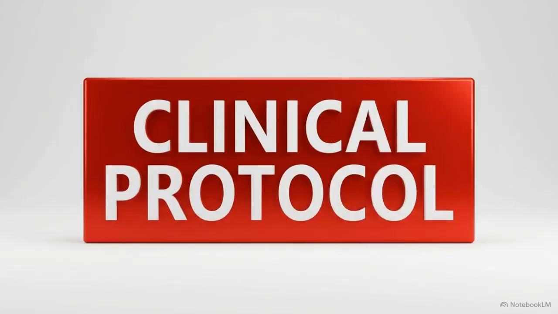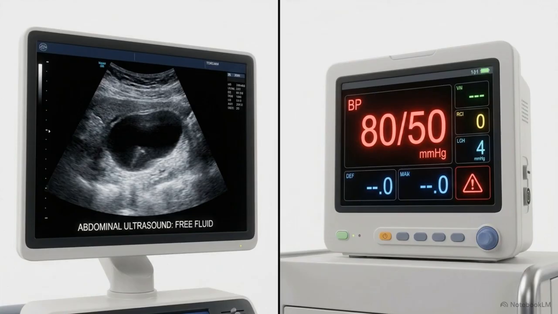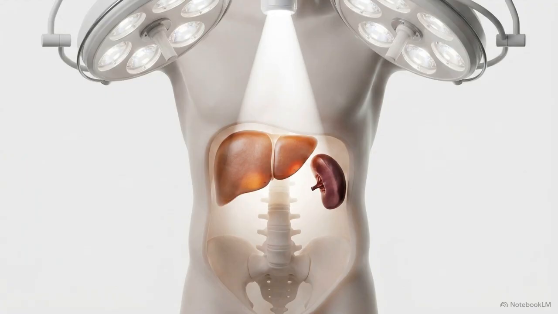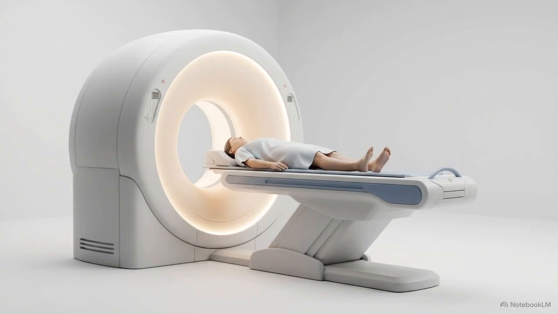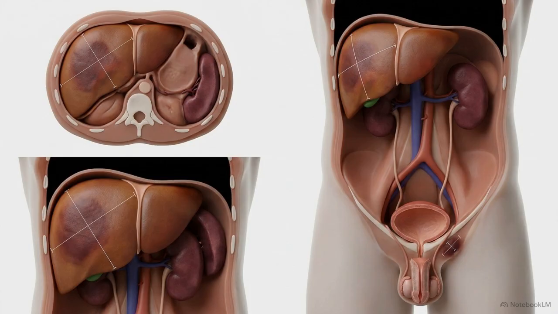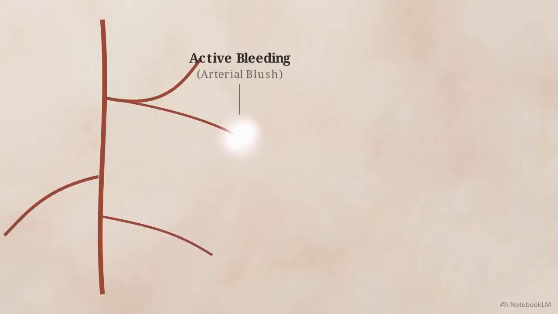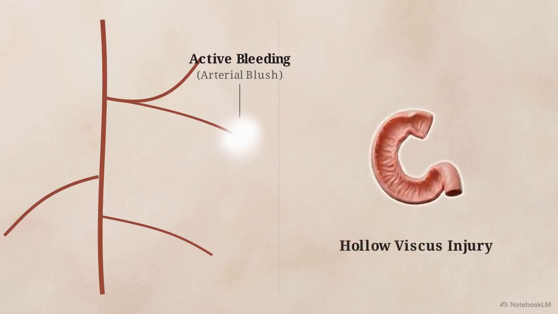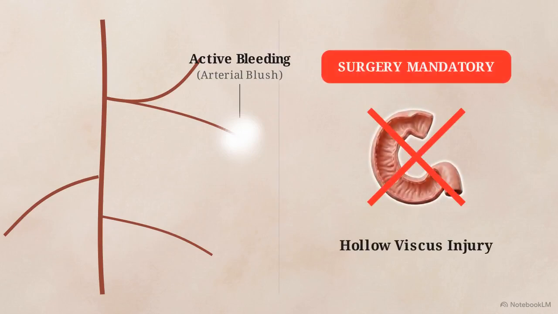The algorithmic rule for FAST is absolute. An unstable patient with blunt trauma and a positive FAST, seen as a hypoechoic fluid collection, is routed straight to an immediate midline laparotomy. If the patient is stable, the protocol shifts to the gold standard, contrast-enhanced CT. A CT scan identifies specific solid organ injury grades, quantifies hemoperitoneum, and detects arterial blush, which indicates active contrast extravasation. If a CT reveals hollow viscous injury, surgery is mandatory.